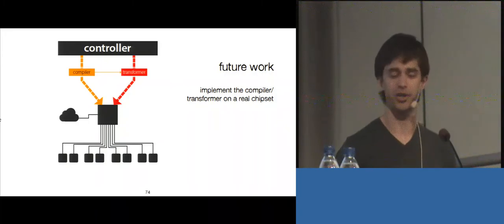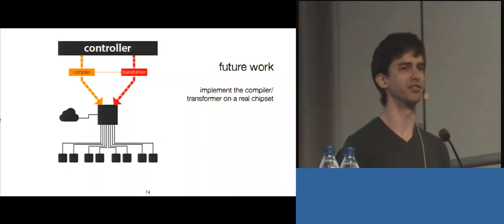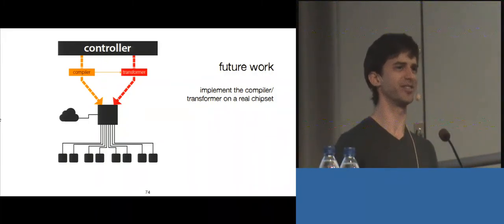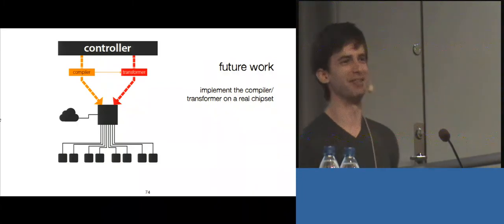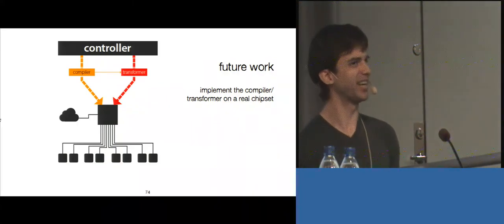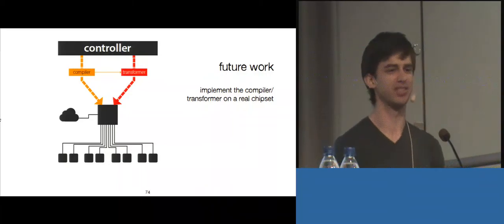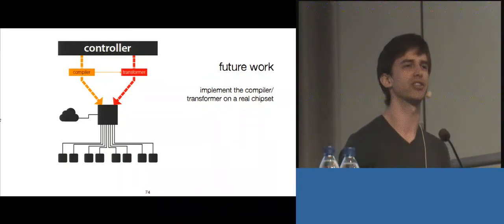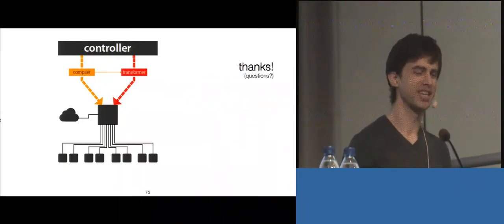So what's the next step? Well, we're currently playing a game I like to call convincing vendors to give us access to their low-level proprietary APIs, which is actually going reasonably okay, I hope. But the next step is to implement the compiler and the transformer on a real chipset.